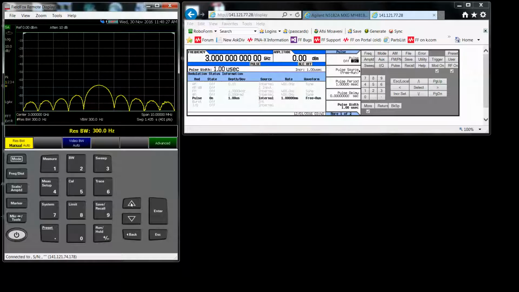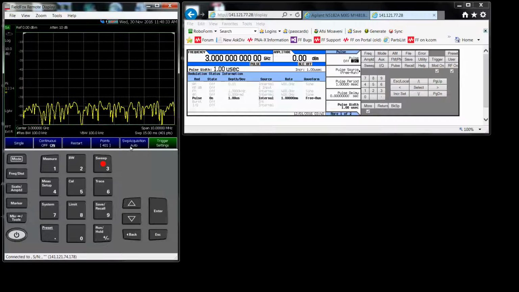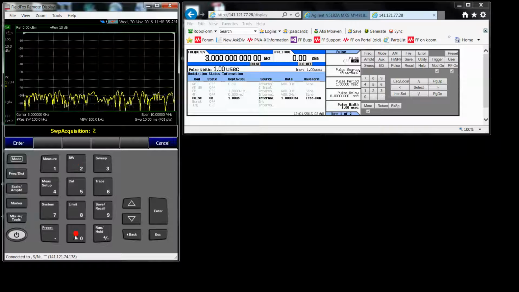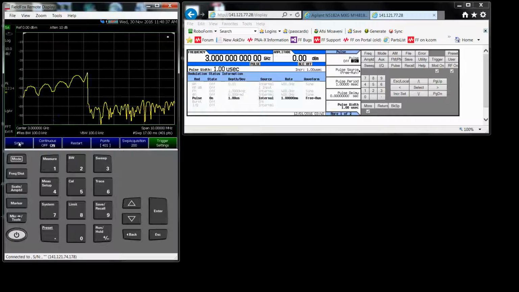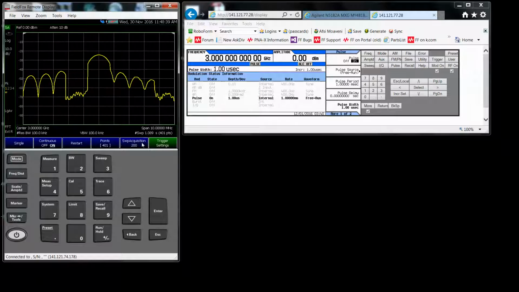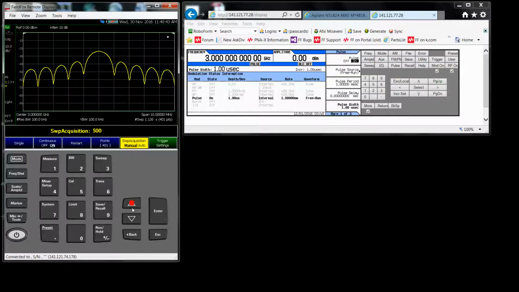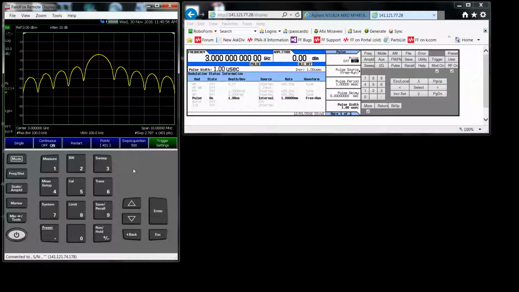So what can I do? I can widen the bandwidth. Let's go to 100 kilohertz. Then I can use what's called sweep acquisition, which essentially slows the measurement time. We don't have sweep time in non-zero span, but we have sweep acquisition. So you can set that. I can even set it higher, and now I'm getting closer. I'm still not up to minus 7, but if you just want to see the nulls in the pulse, you can make this measurement in this mode.